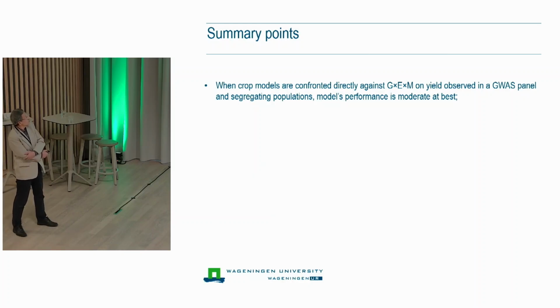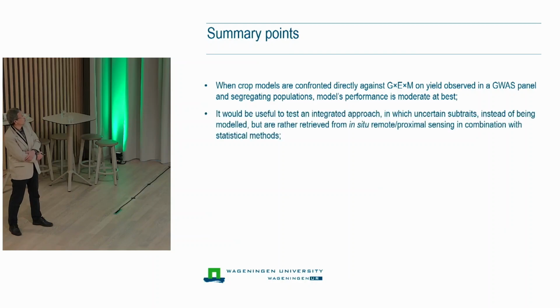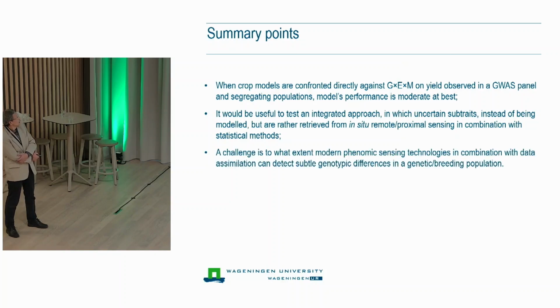I have shown that when crop models are confronted directly against G by E by M on yield observed in a genetic population, the model's performance is moderate at best. Therefore, it is very useful to test an integrated approach in which some uncertain subjects, instead of being modeled, are rather retrieved from in situ crop sensing in combination with statistical techniques. And the challenge is to see to what extent these modern sensing technologies in combination with data assimilation could detect subtle differences among genotypes in a genetic population.